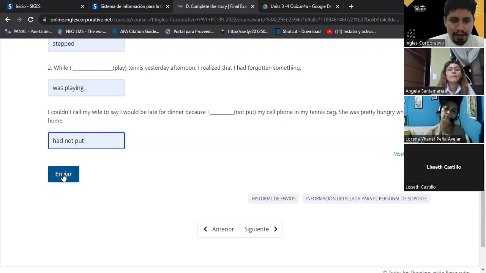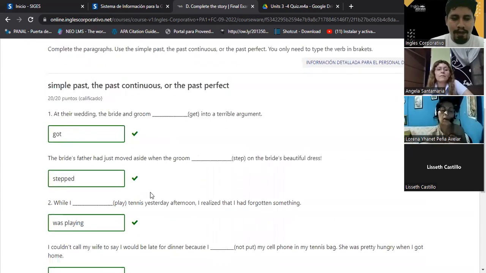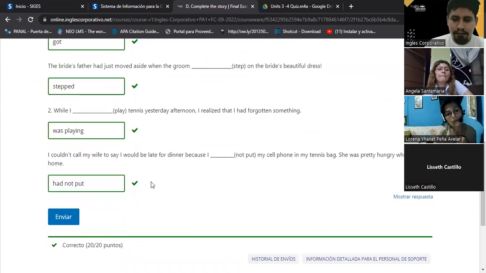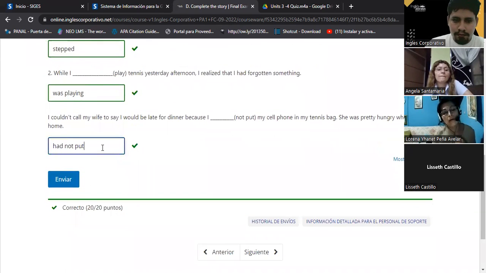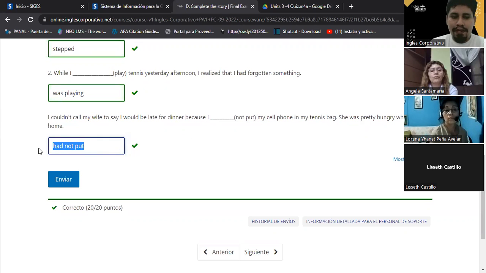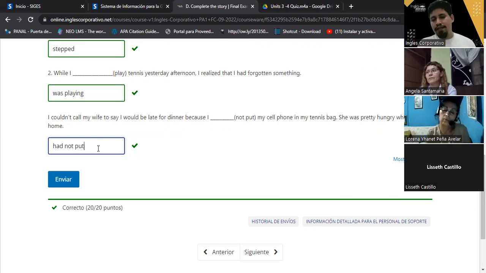So, let's check all the information here. Why could you not say, "I couldn't call my wife to say I wouldn't be late for dinner because I didn't put my cell phone"? You tried with did instead of had. Why is it not possible to use "because I didn't put my cell phone"? Just take a look at this. When we use the past perfect, it's because we have an action before, an action that we are referring to, which was interrupted by something that happened in the same past, but later.